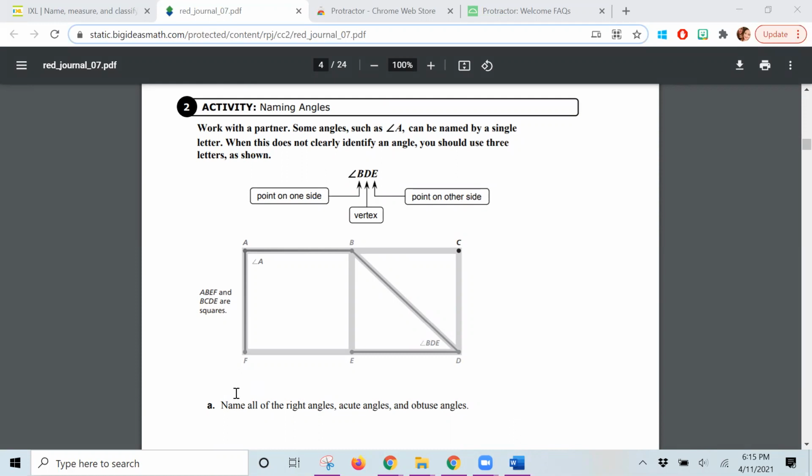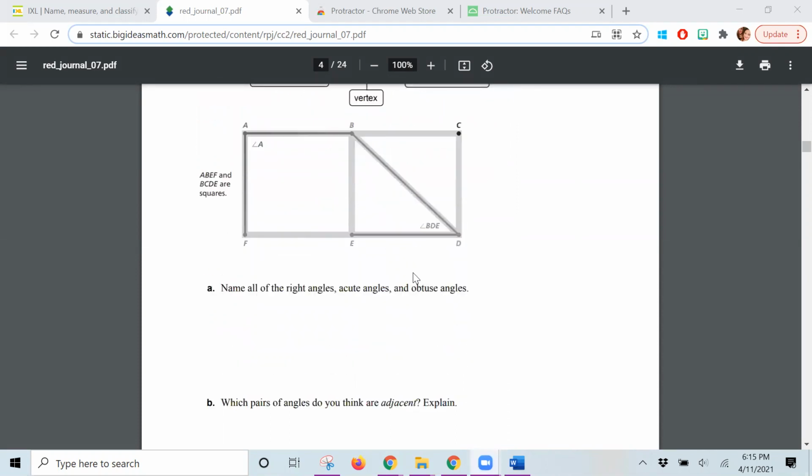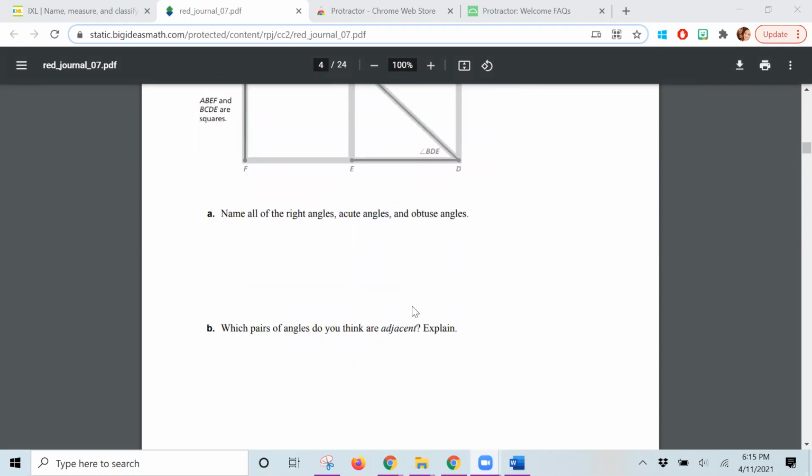So if I'm looking, which ones might be adjacent angles? Hint, they're going to share a side. So pick 2 angles that are adjacent and explain why they're adjacent. Pause the video and try that now.